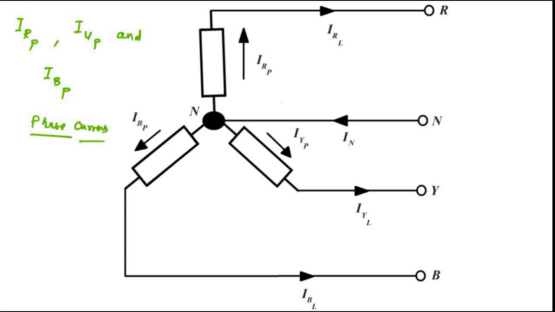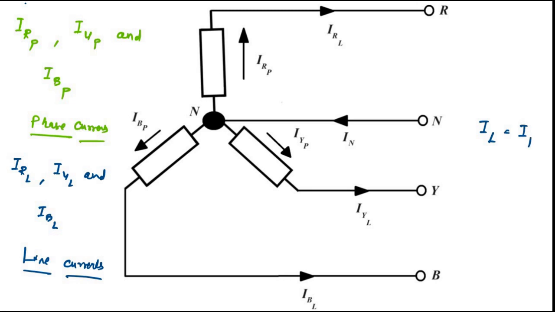Next are the currents in the respective lines: IRL, IYL and IBL. These are the line currents. Now in the star connected system, the phase currents and line currents are in series with respect to each other. So the phase current and line current are the same only for the star connected system, and the current flowing in the neutral is called the neutral line current.